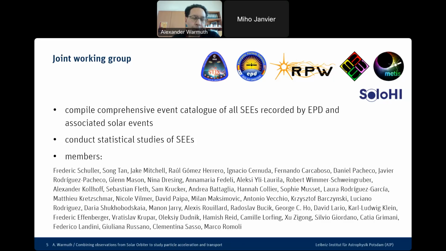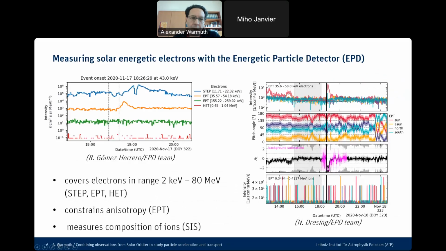And secondly, of course, we want to use this data to conduct statistical studies of these events. And to do that, here are listed all our collaborators. And you see this is a large number because this is really a huge effort. And all the instrument teams are really putting in a lot of work here.